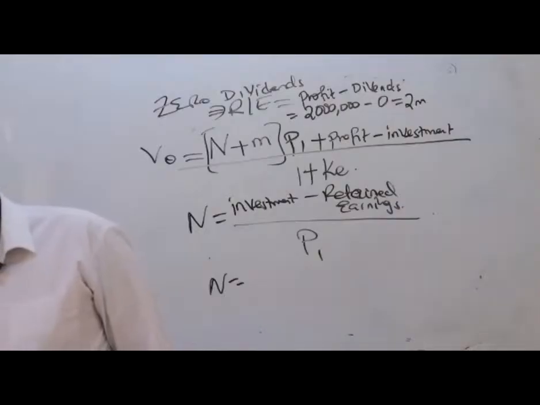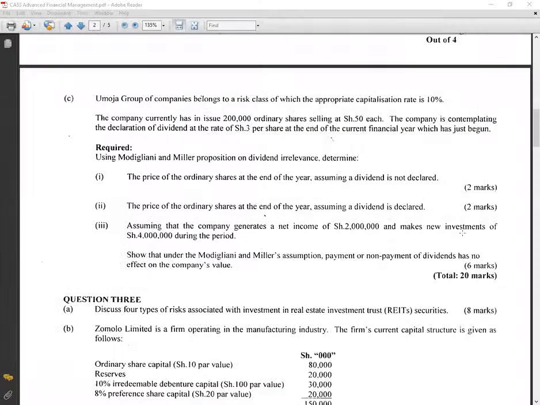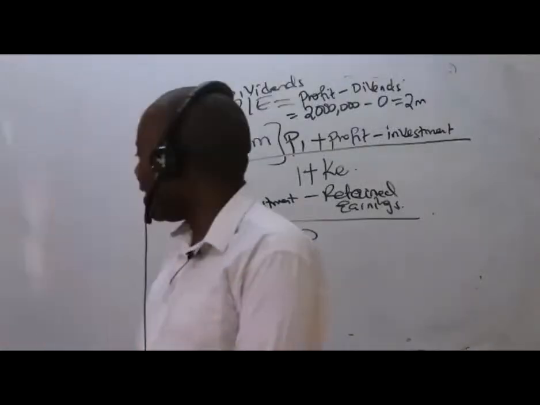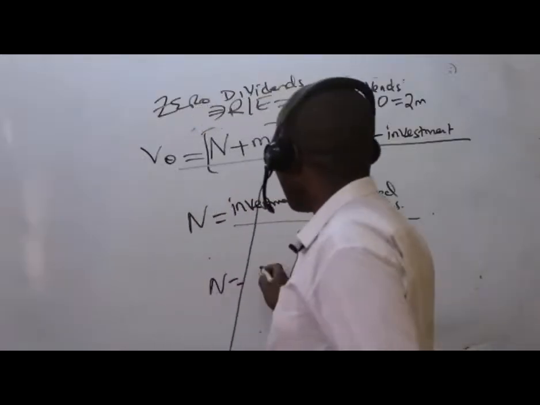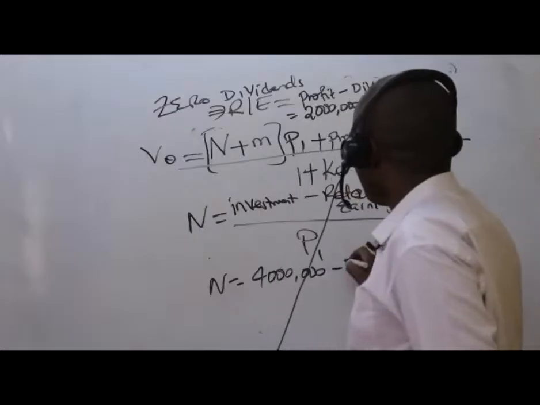Peter tells me 4 million. Yes, I can see we make a new investment of 4 million during the period. So I'm able to see some investments there. I like it that way. So the new investment we have here is 4 million. Retained earnings, we have 2 million.